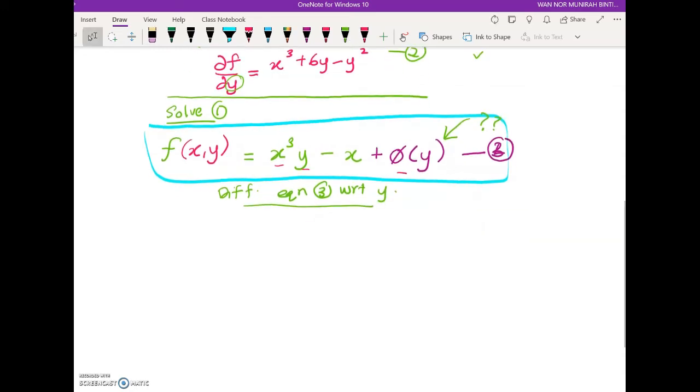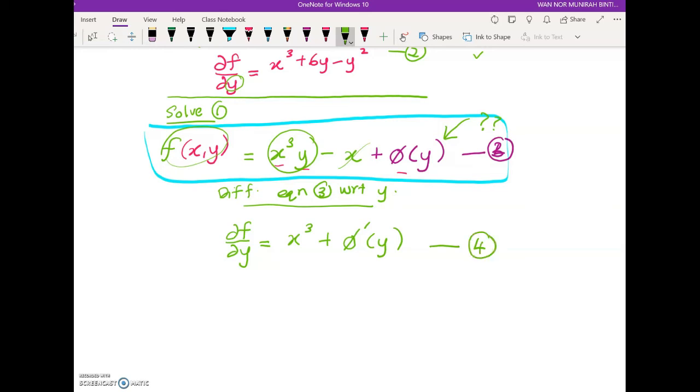What you have here is, differentiating your left hand side will give you del f del y. Your right hand side, differentiated with respect to y, will give you x cubed minus, differentiating the constant will give you 0, and then differentiating this one will give you plus the first derivative of phi(y). Let's say this one is equation 4.